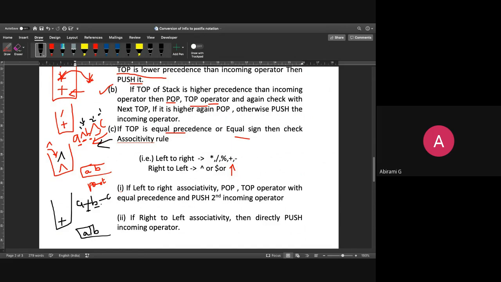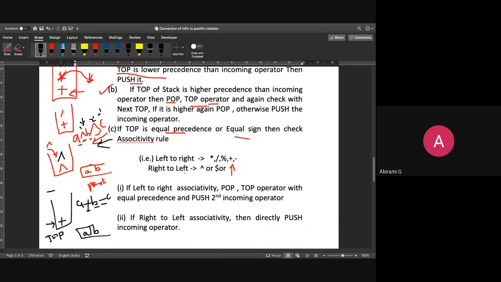The next character is the operator minus. If it is an operator, we have to push it into the stack. Before pushing into the stack, we need to check the top of the stack. What is the top of the stack? The top of the stack is plus. Plus and minus have equal priority. So in this case, what do we have to do?